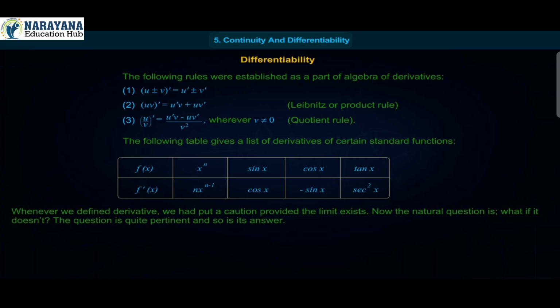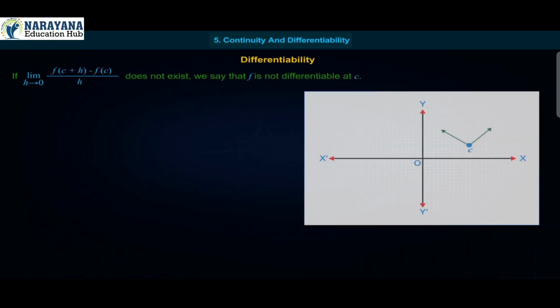Whenever we defined derivative, we had put a quotient provided the limit exists. Now, the natural question is, what if it doesn't? The question is quite pertinent, and so is its answer. If the limit as h tends to 0 of (f(c + h) - f(c))/h does not exist, we say that f is not differentiable at c.